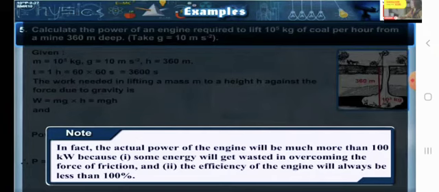Note, in fact, the actual power of the engine will be much more than 100 kilowatt because, first, some energy will get wasted in overcoming the force of friction, and second, the efficiency of the engine will always be less than 100%.